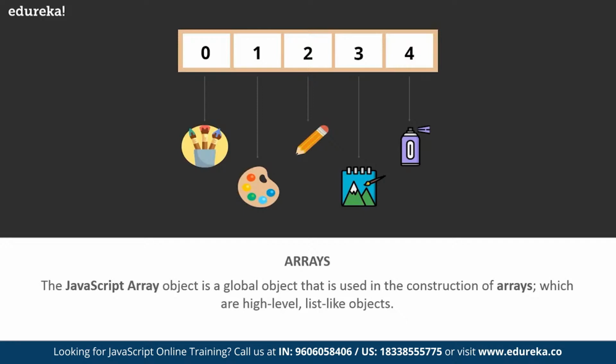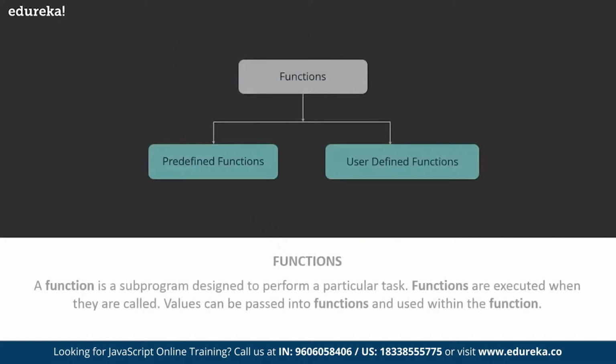So we have seen what objects and arrays are. Now it's time to move on and have a look at functions in JavaScript. Functions in JavaScript are divided into two different types. First, we have the predefined functions, and then we have certain user-defined functions. Basically, a function is a subprogram designed to perform a particular task. Functions are executed when they are called, and values can be passed into functions and used within them.